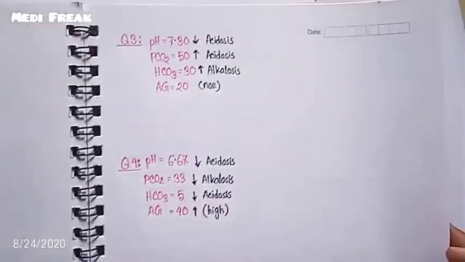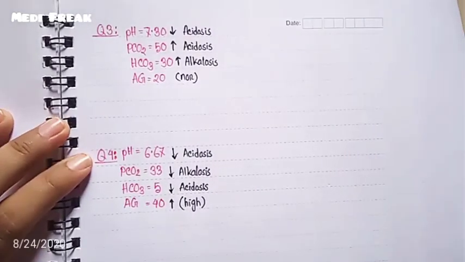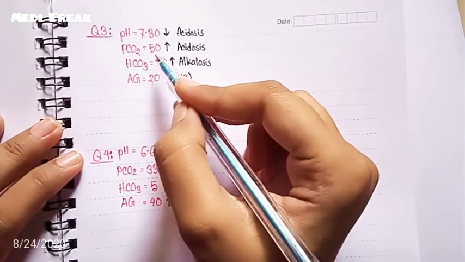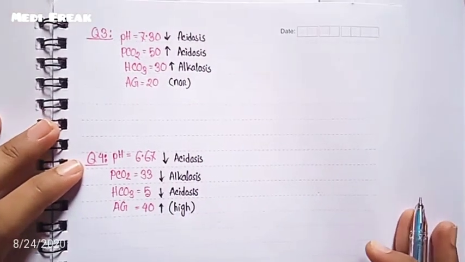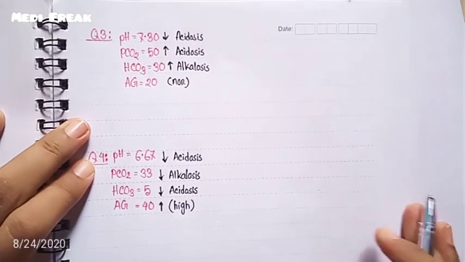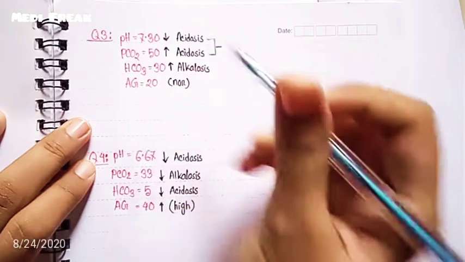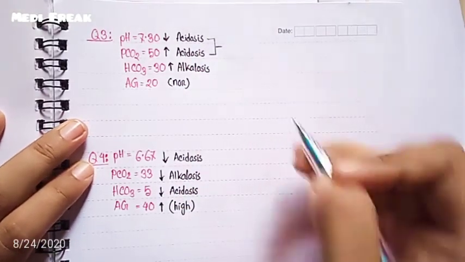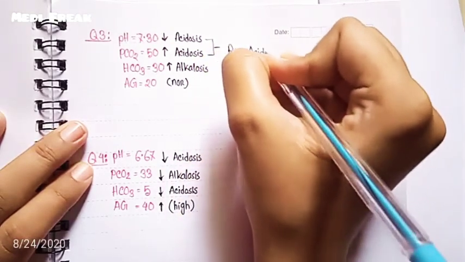Let's come to question 3. Okay, in question 3, the pH is decreased, acidosis, partial carbon dioxide increased, it will produce acidosis, and bicarbonate 30, it will produce alkalosis. So what is the primary problem? These two will form acidosis. Partial carbon dioxide is a respiratory component. So our primary problem is respiratory acidosis.